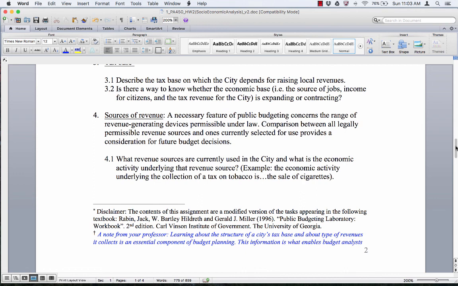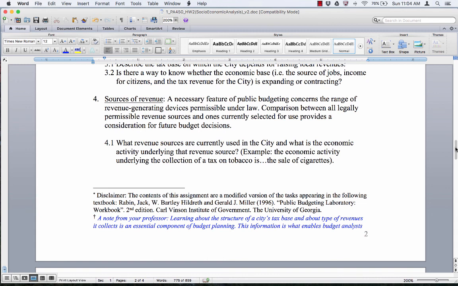Learning about the structure of a city's tax base and about the types of revenues that it collects is an essential component of budget planning. Why? Because this is what enables a budget analyst to start thinking about the revenue side of the budget equation. In other words, imagine that you are actually working as a budget analyst. You want to know about the revenues that the city might collect or will be collecting before you start thinking about the expenditure side of the budget equation. In other words, you want to know how much money comes in before you start thinking about how much money goes out as public spending.